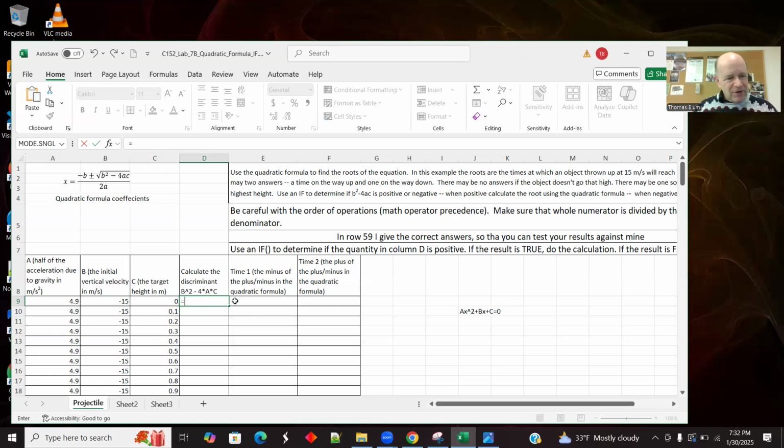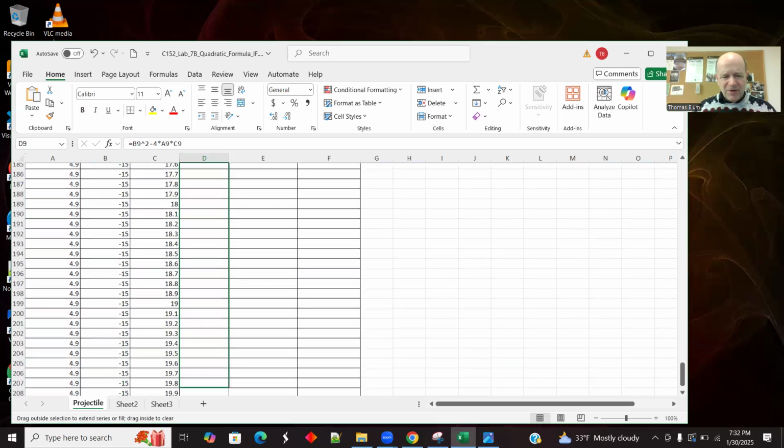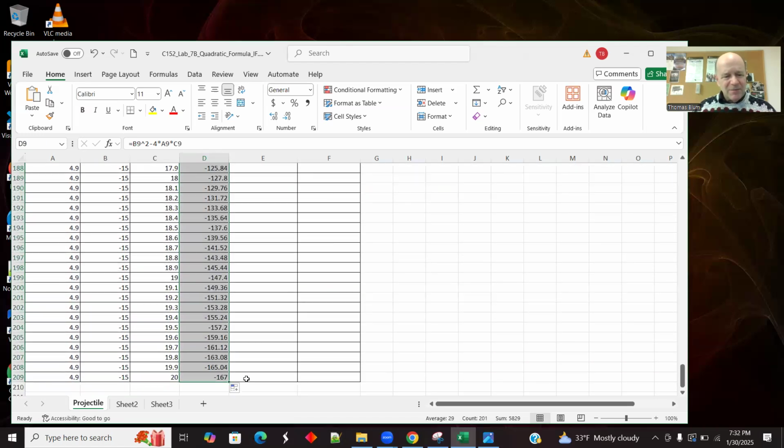So it's B squared, so that'll be this B9, and square that. So caret 2, and then I'm subtracting 4 times A9 times C9. And there we go. So we have this quantity, B squared minus 4AC, and all the nines because they're Excel cells in row 9 of the spreadsheet. I don't want any dollar signs because I want this to adjust as I copy down. And I could double click or pull it down. I drag this time. Okay, there we go.